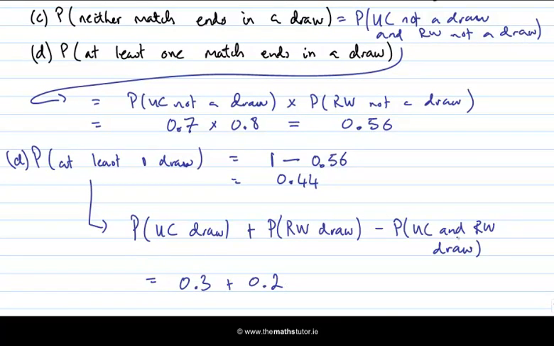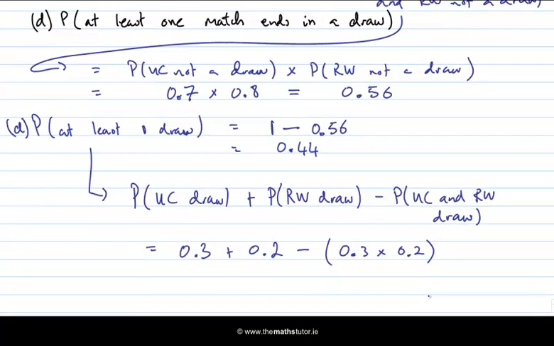And what's the probability of both of them happening? Well, that's minus 0.3 times 0.2 because they're independent. But what's 0.3 times 0.2? That's 0.06. So we get 0.3 plus 0.2 minus 0.06. And, surprise, surprise, that comes out to be 0.44. So the addition law method agrees with our multiplication law method. Okay, so that's just a quick example of some applications of our rules of probability.